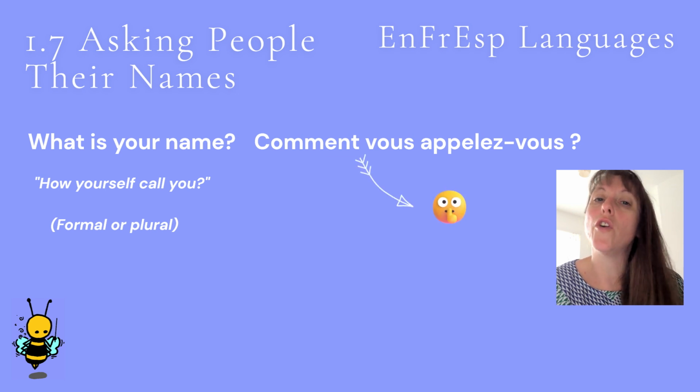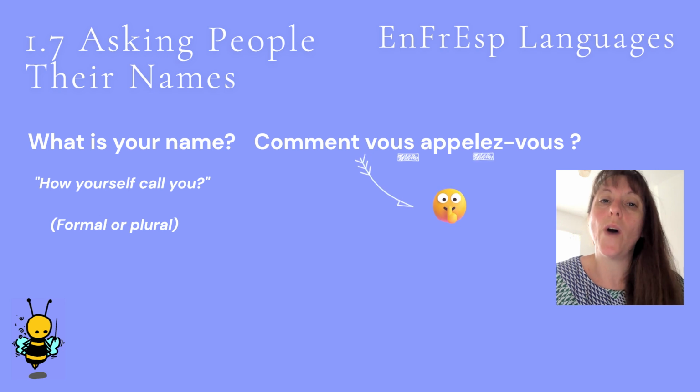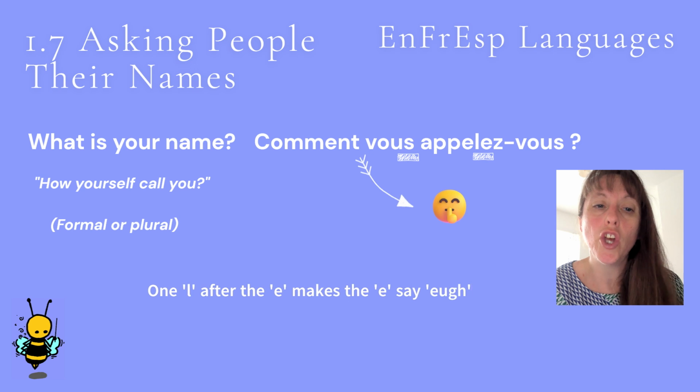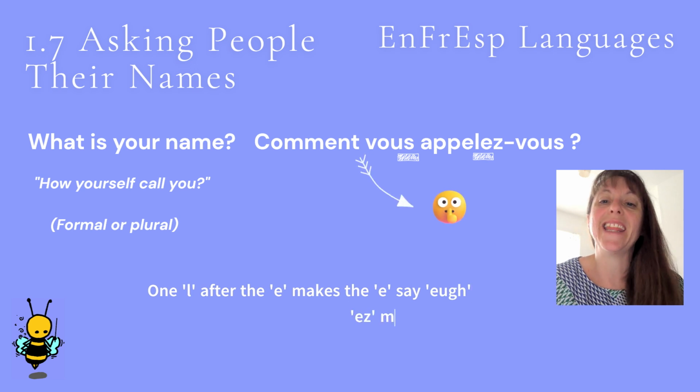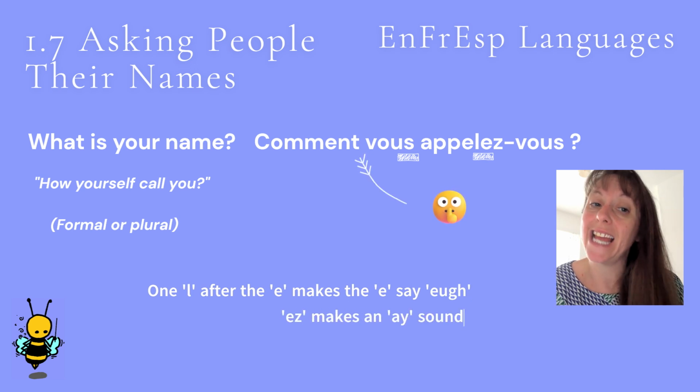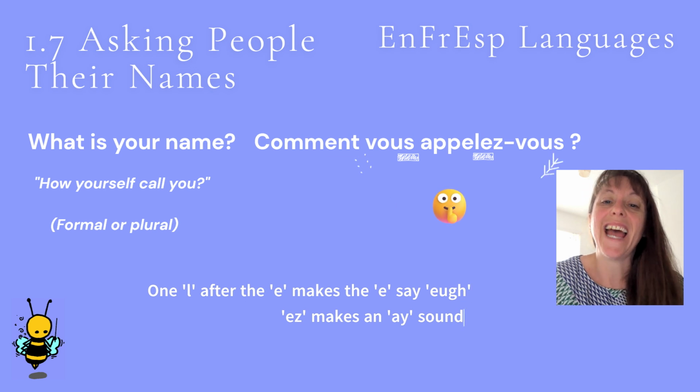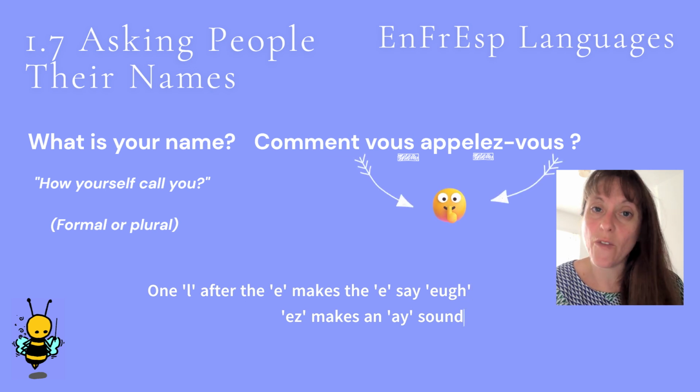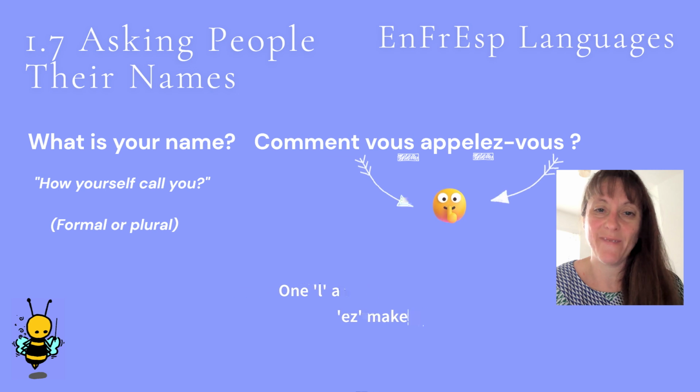Let's go through the pronunciation of this phrase. The T of comment is silent. The S on the first vous is heard because it's followed by a vowel. There is only one L in appeler, so the E is making an sound. And the EZ of appeler makes an A sound. The S at the end of the phrase on vous is silent.